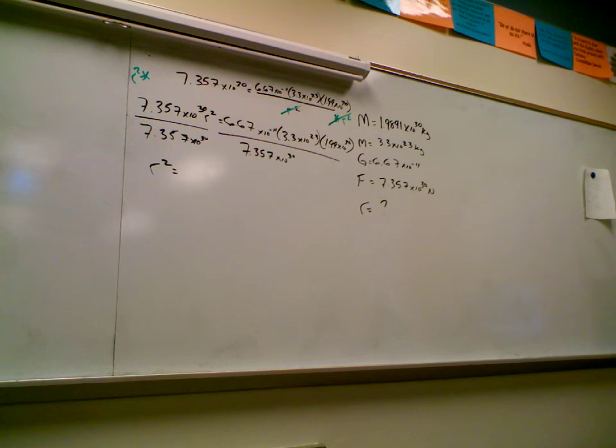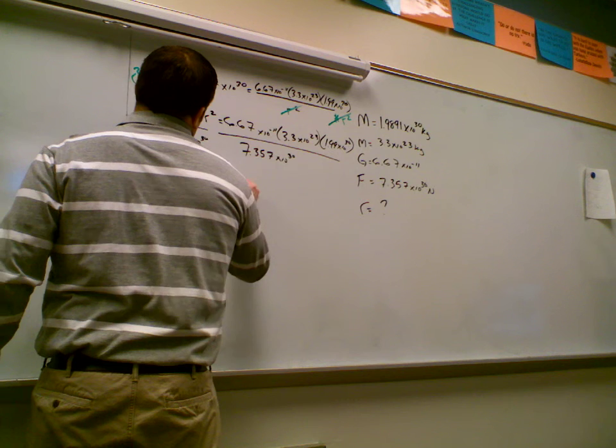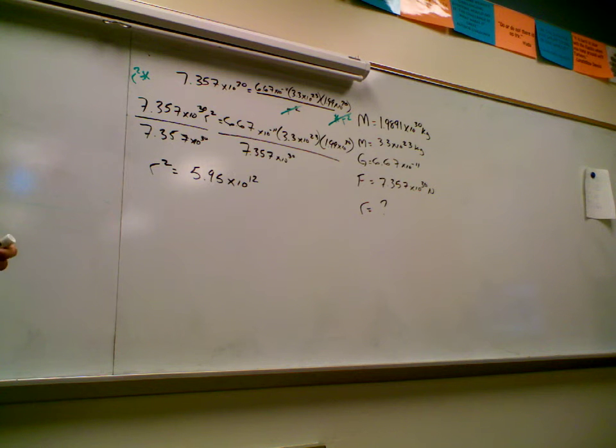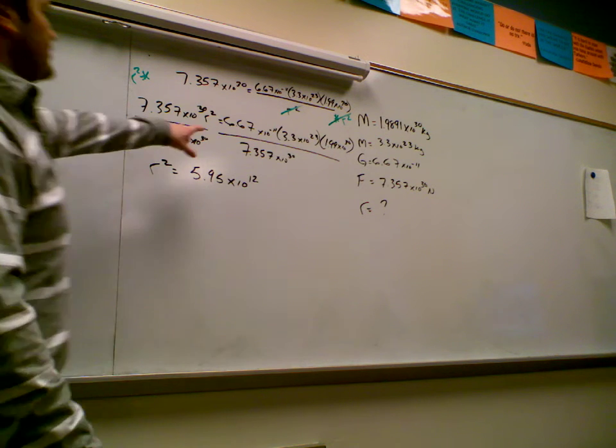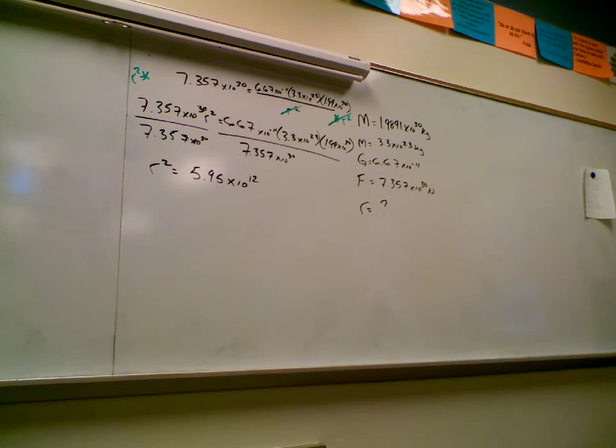All right, so let's figure out what that is. So 6.67 e negative 11 times 3.3 e 23 times 1.99 e 30 divided by 7.357 e 30. And I got 5.95 e 12, or times 10 to the 12. Okay. Is that negative 5.9? Nope. 6.67 is not a negative number. It's a positive number. Okay? It's the exponent that's negative.